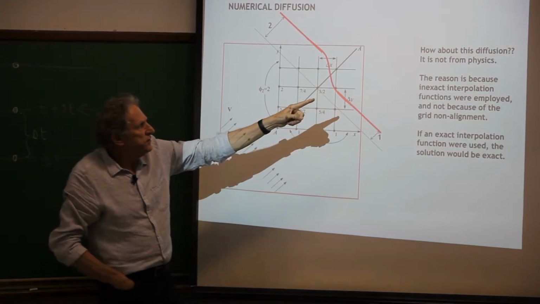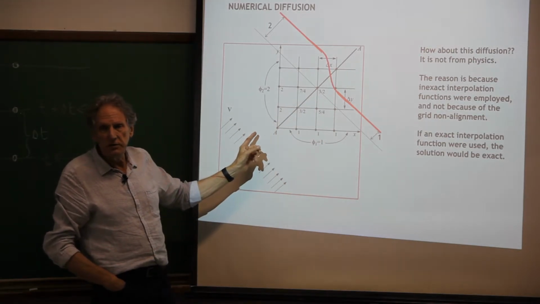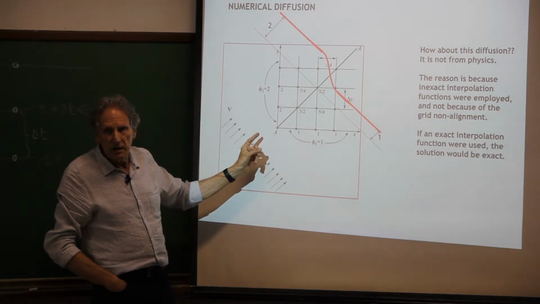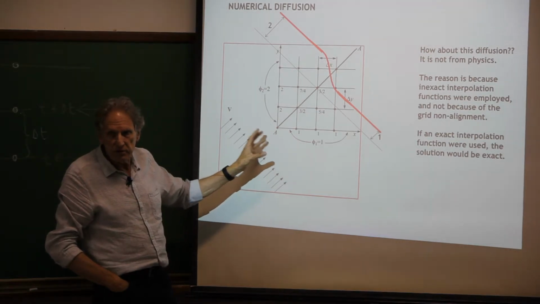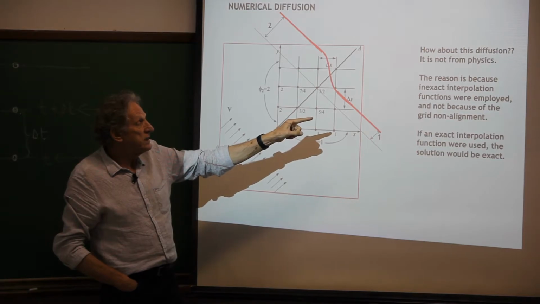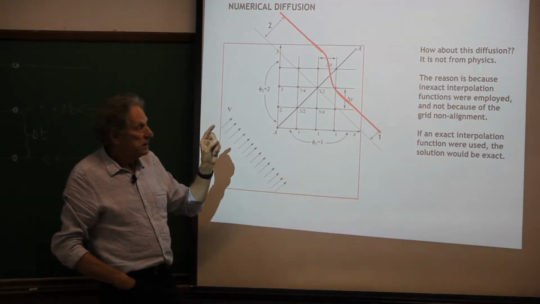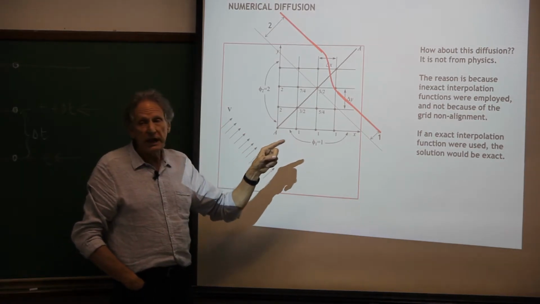So how about this diffusion? It's not from physics, the diffusion here. It's not from physics. This physics has no diffusion. The partial differential equation has no diffusion. The reason is because inexact interpolation functions were employed, and not because of the grid alignment.